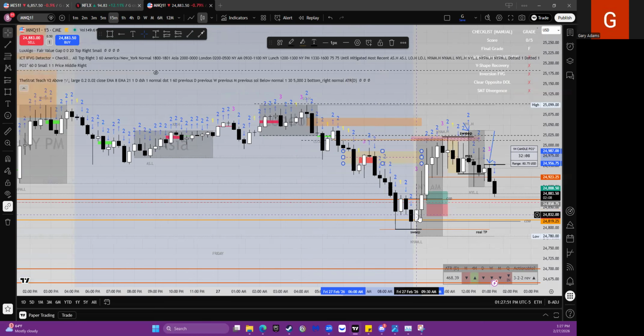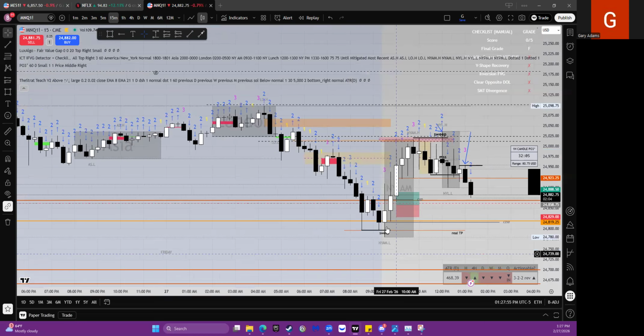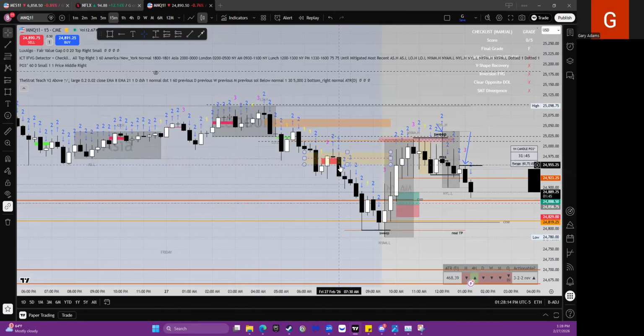That one, like that three, you see how that was us sweeping liquidity. We created a three. Then after that three, we saw price start running up. It's just about the context of where you're looking for these. You don't want to just take it because it's this number. You want to have context.